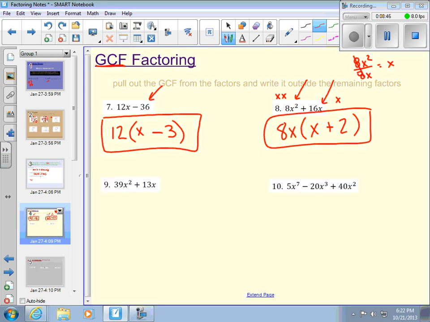For tomorrow, I want you to see if you can try out 9 and 10. See what you get on those two. See if you can pull out the greatest common factor there.